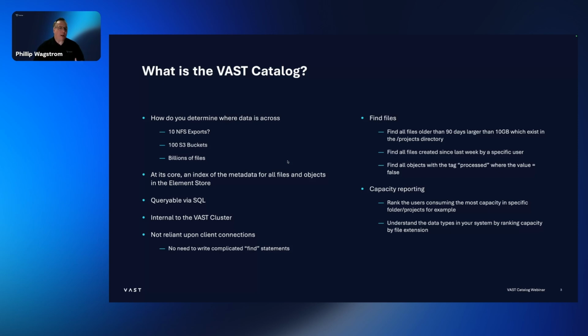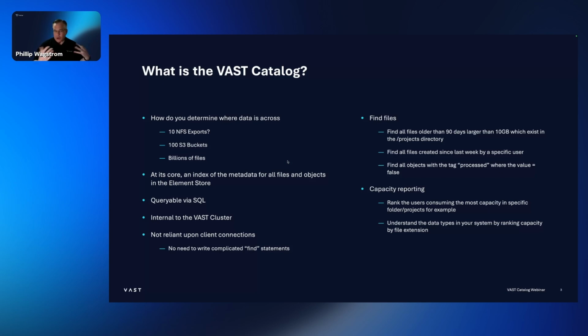So what the VAST catalog does is simplify a lot of this. At its core, it's an index of the metadata of all the files and objects on the cluster. We take a look at the metadata and snapshot it. That includes things like ownership, size, permissions, S3 tags, and location within the element store. We put all of that into a database that you can then query via SQL or other methods to get this information.